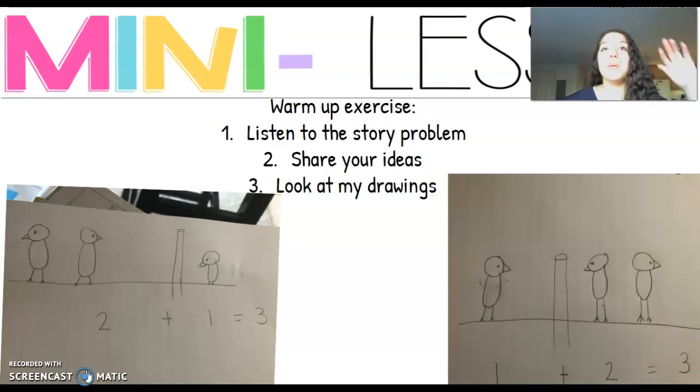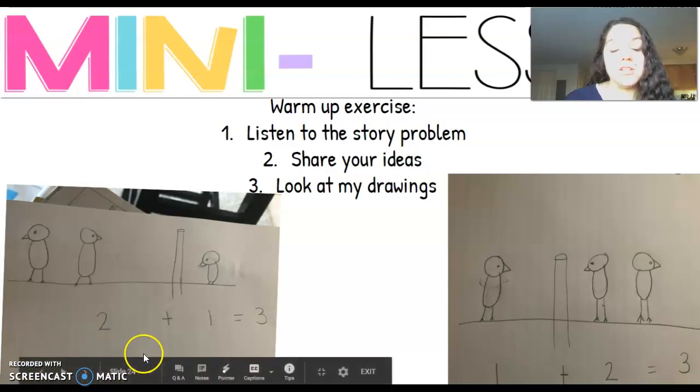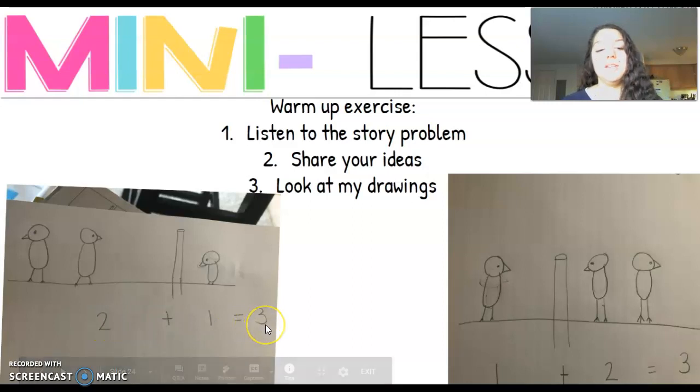I think I could see 2 birds on this side of the wire and 1 bird on this wire because I know that 2 and 1 make 3. So I'm going to draw that picture, and I did it already, so look right here. I drew 2 birds on this wire and 1 bird on this wire make 3. And I wrote my number sentence. 2 plus 1 equals 3.